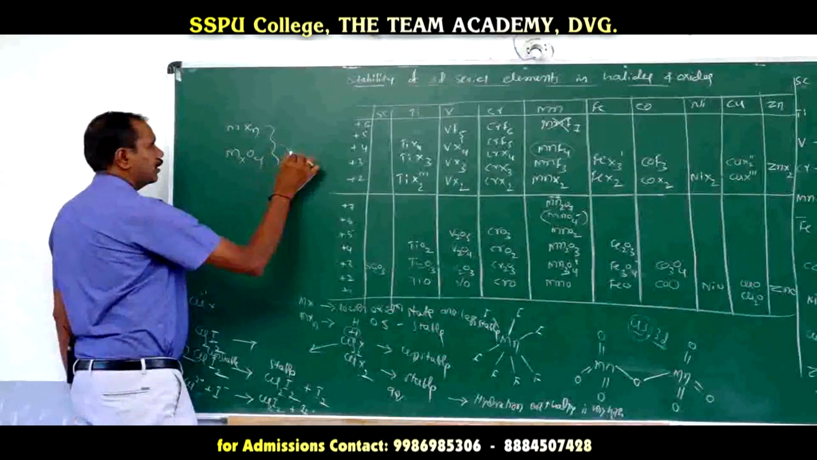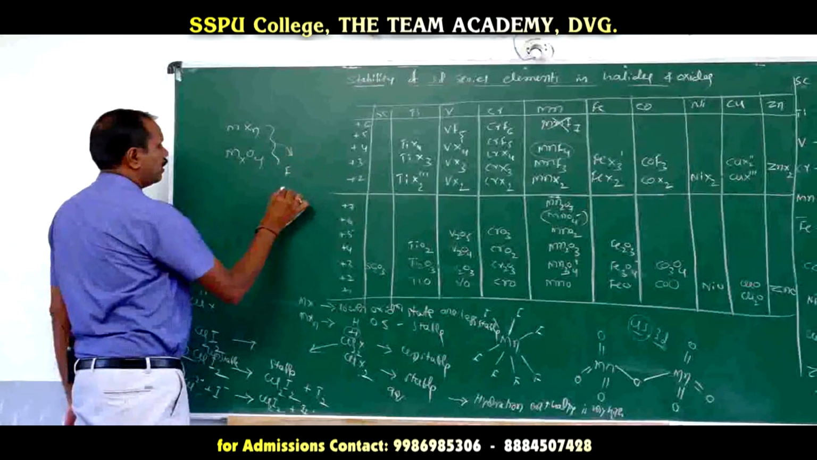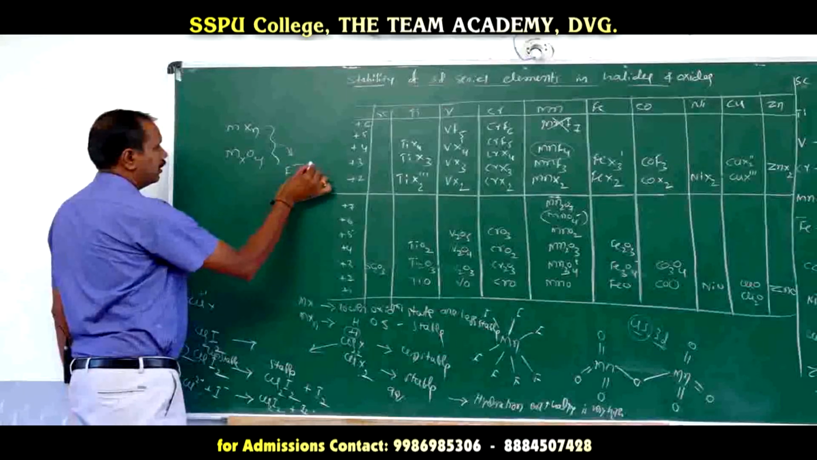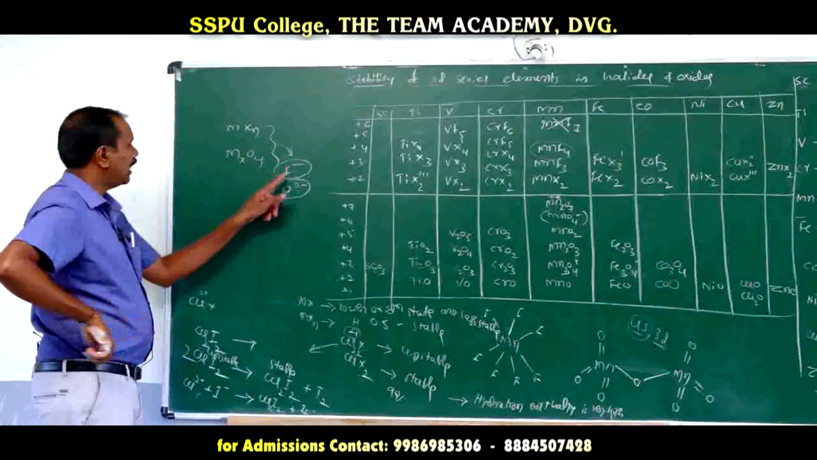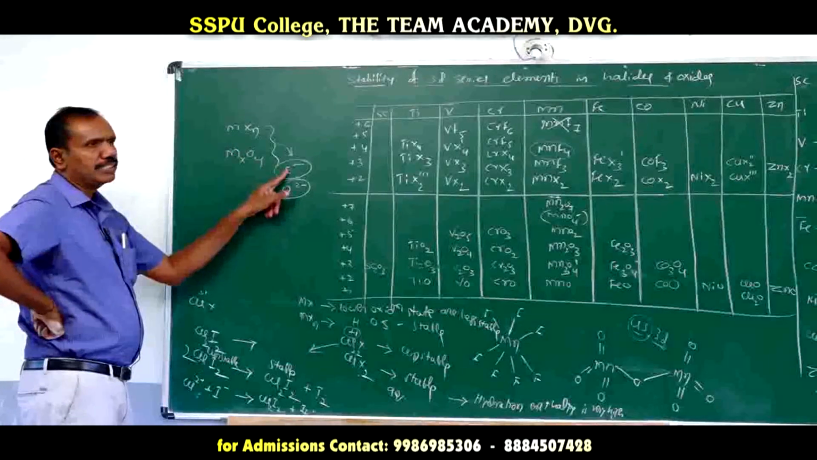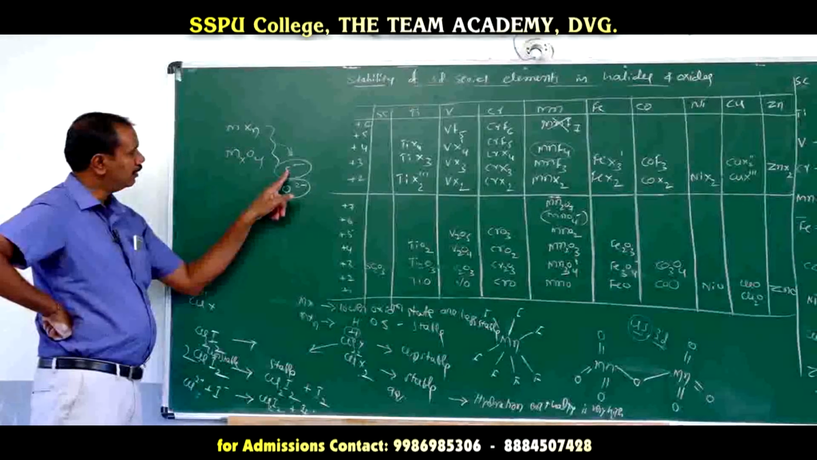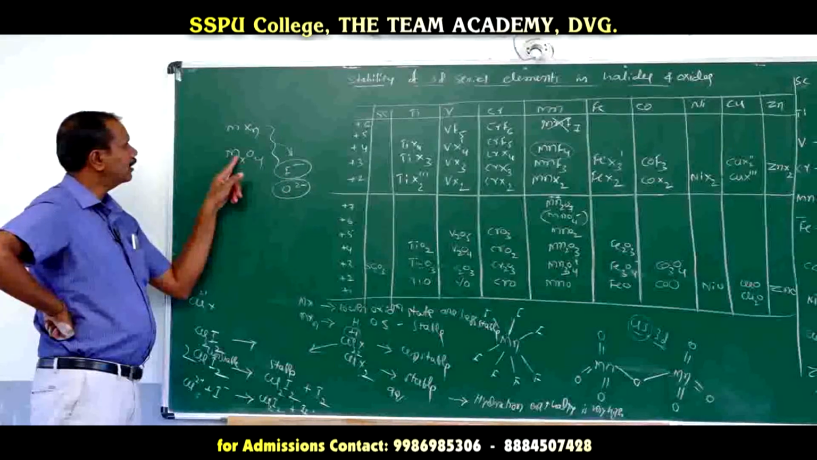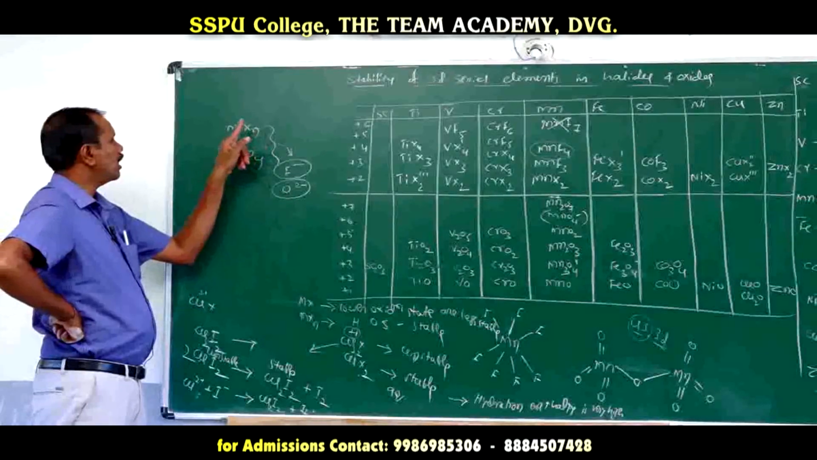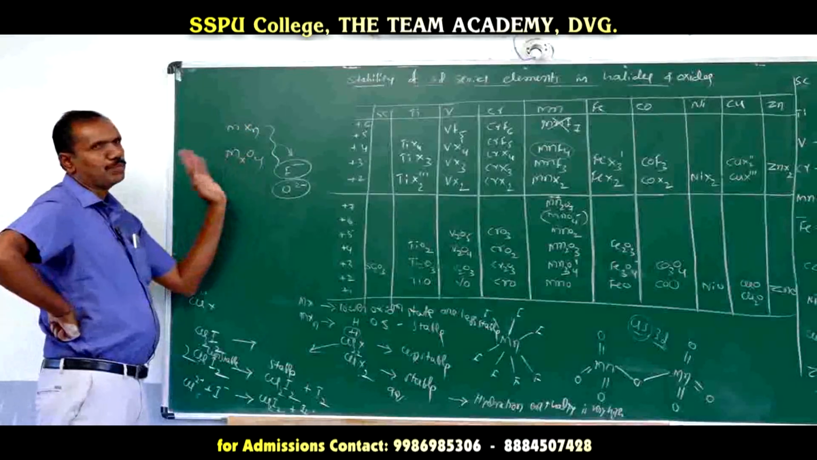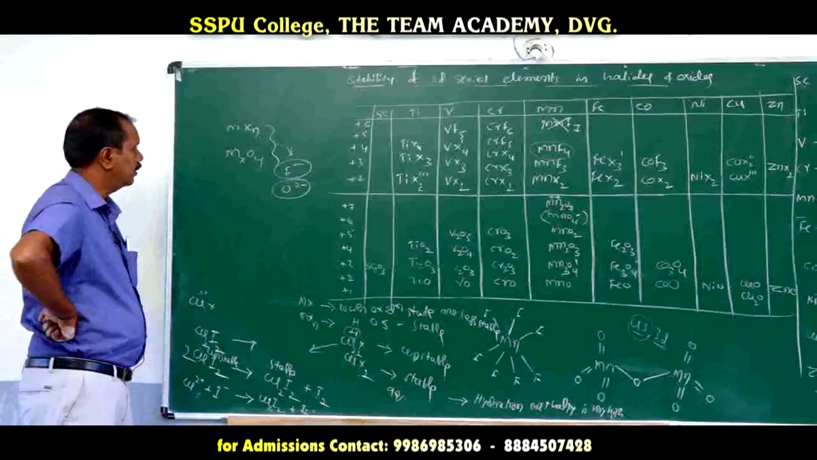The reason is that fluorine and oxygen are highly electronegative elements. So they can easily attract those metal ions. Hence, the compounds of halides and oxides are more stable compounds.